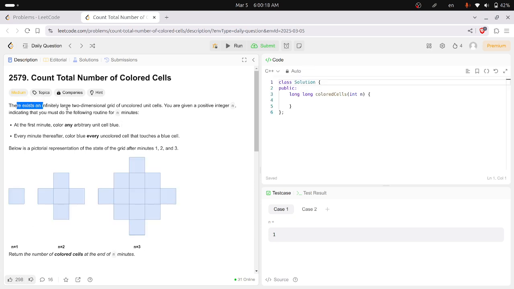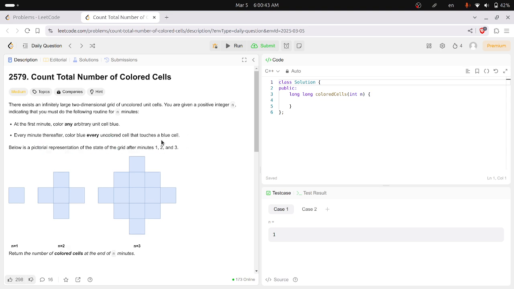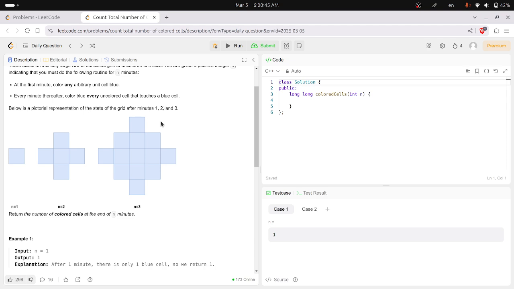There exists an infinitely large two-dimensional grid of uncolored unit cells. You are given a positive integer n, indicating that you must do the following routine for n minutes. At the first minute, color any arbitrary unit cell blue. Every minute thereafter, color blue every uncolored cell that touches the blue cell. Below is a pictorial representation of the state of the grid after minutes 1, 2, and 3.